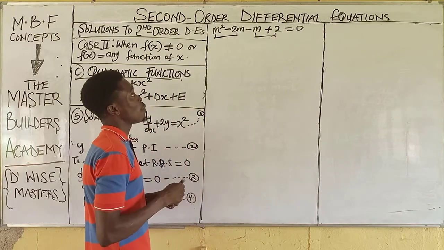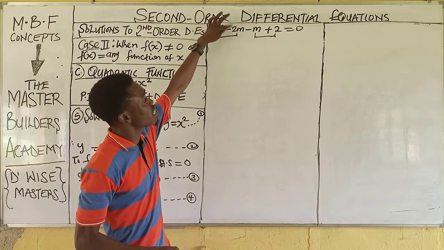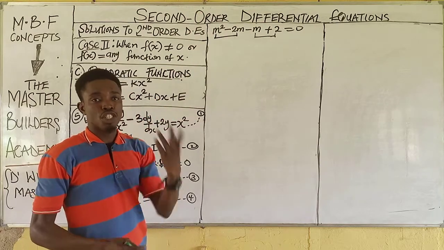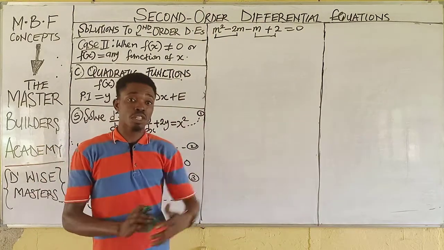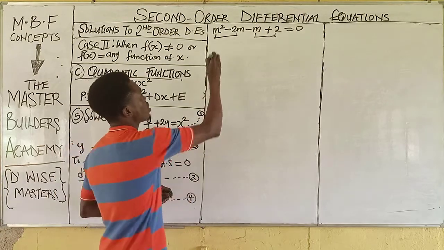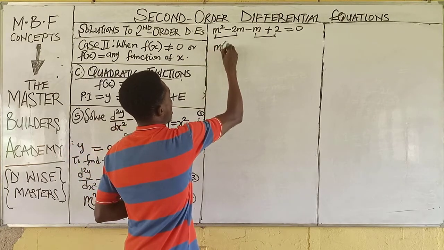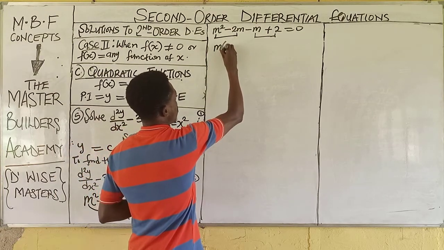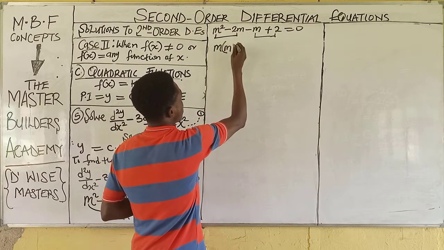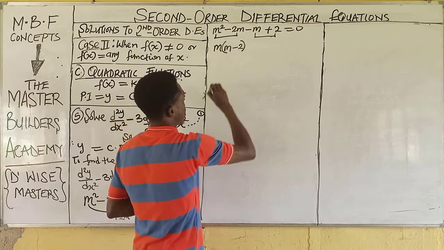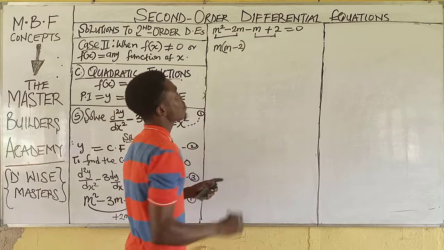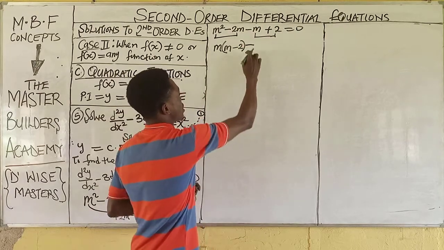Now that we have grouped them, all we need to do is to check between these first 2 terms what is common, and between the last 2 terms what is common. Now for the first 2 terms, what is common is just m. And when m squared is divided by m, we just have m. And when minus 2m is divided by m, we are left with minus 2. Then between them, we put down the middle sign, which is minus.